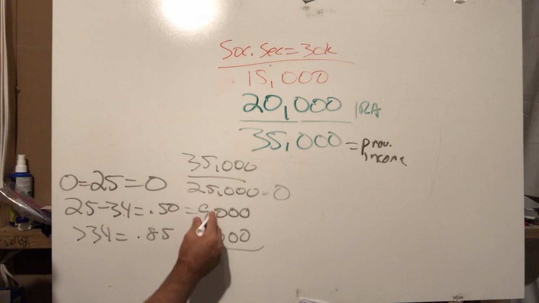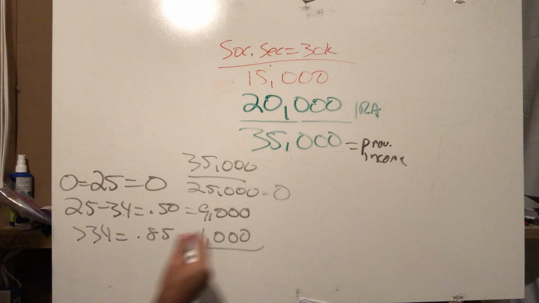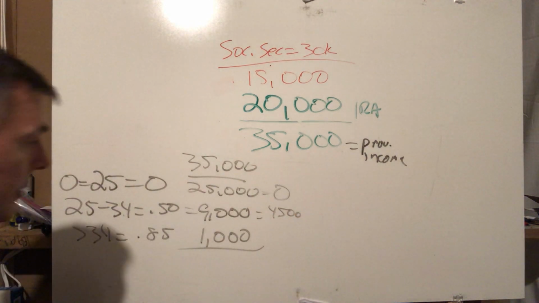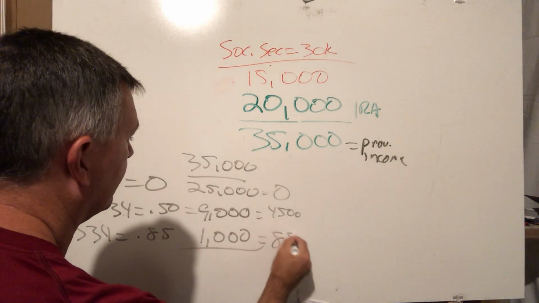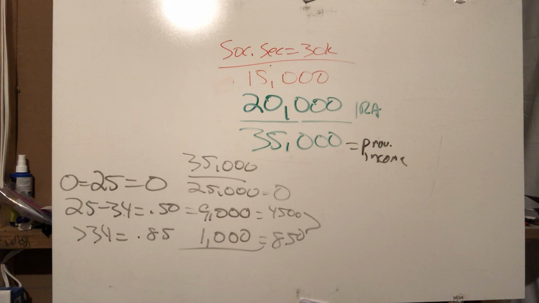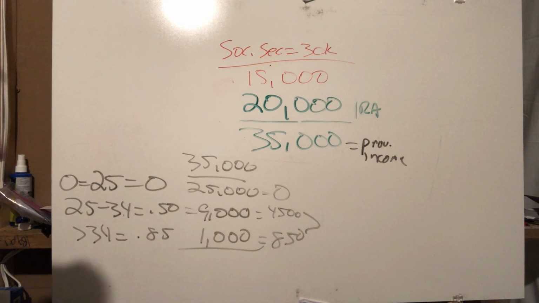We're going to go 9,000 times 0.5, which is 4,500. And that's $850. So in this case, I need my trusty calculator to figure that one out. I can't believe I lost my brown pen. That is just straight up weird. We have 4,500 plus 850 equals 5,350, which is her amount of Social Security subject to taxation.